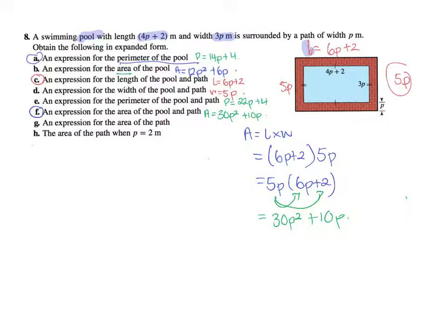Now the last one, they're asking for an expression for the area of the path. So if you have the area for the whole thing, and you minus the area of the pool, you'd be left with the path.